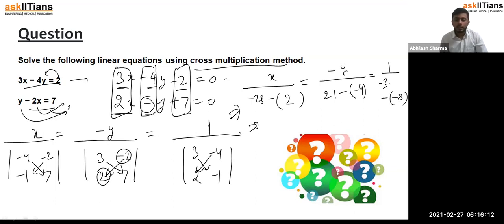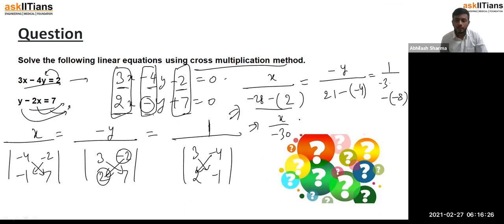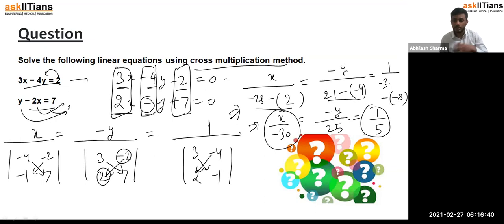So we are getting x upon, sorry, minus 30. Let me rewrite this: minus 28 minus 2 is minus 30. Here we are getting minus y upon 25, because this will become 25. And here we get 1 upon 5, because 8 minus 3 is 5. So from x upon minus 30 equal to 1 by 5, I get x equal to minus 30 by 5, which is minus 6.